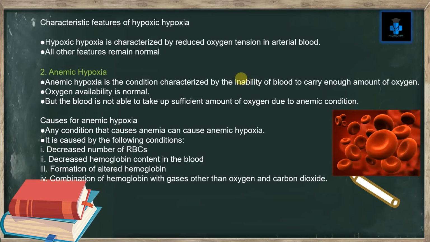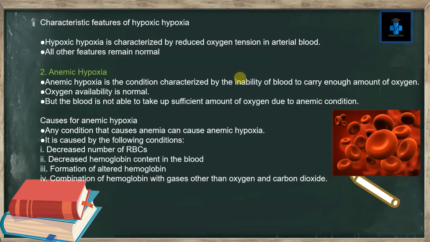Moving on to the next type, anemic hypoxia. Anemic hypoxia is the condition characterized by the inability of blood to carry enough amount of oxygen. Here, oxygen availability is normal, but the blood is not able to take up sufficient amount of oxygen due to anemic condition. Causes for anemic hypoxia.